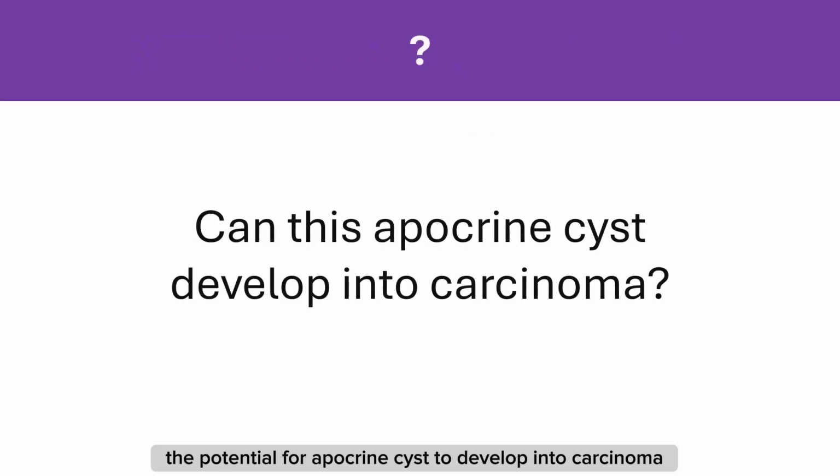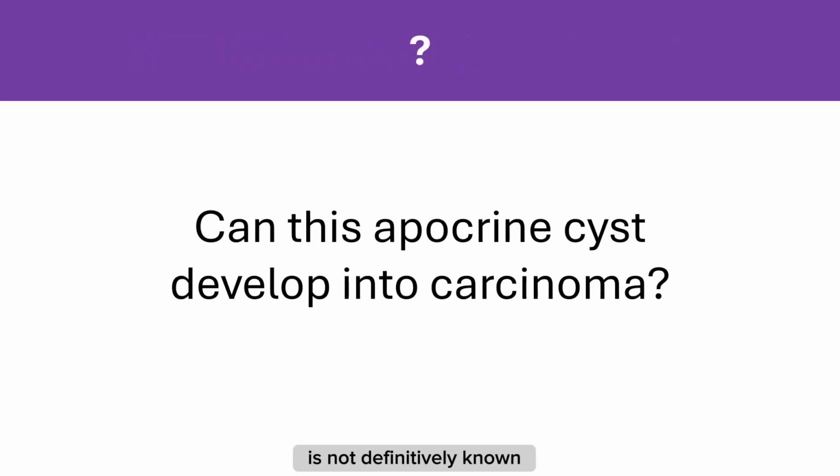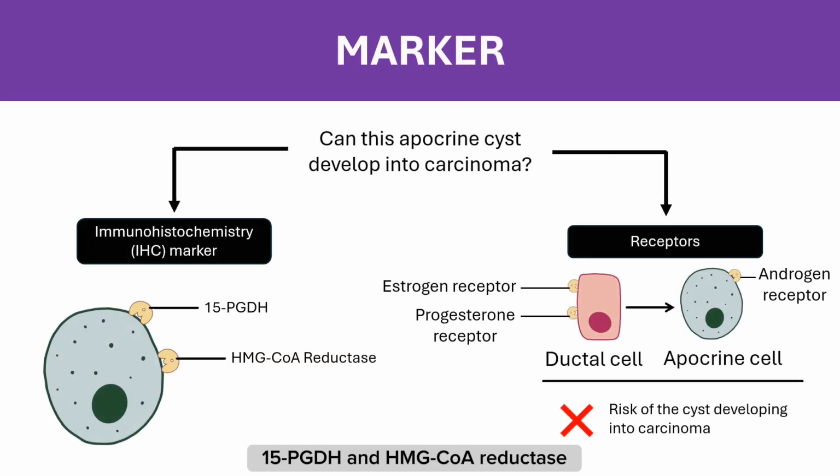The potential for apocrine cysts to develop into carcinoma is not definitively known. Studies have identified markers like 15-PGDH and HMG-CoA reductase in both apocrine cysts and carcinoma, suggesting they could serve as early predictors. However, the certainty of this remains unclear. In some studies, the transition from ductal to apocrine cells leads to changes.